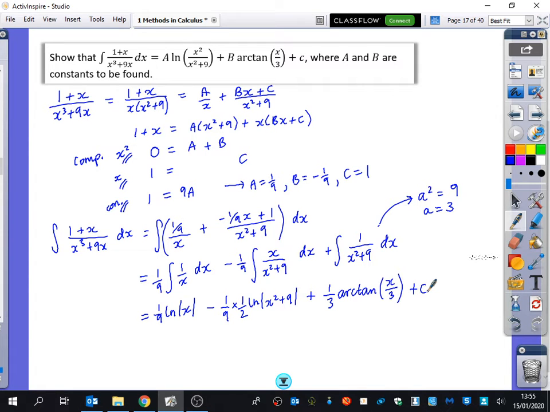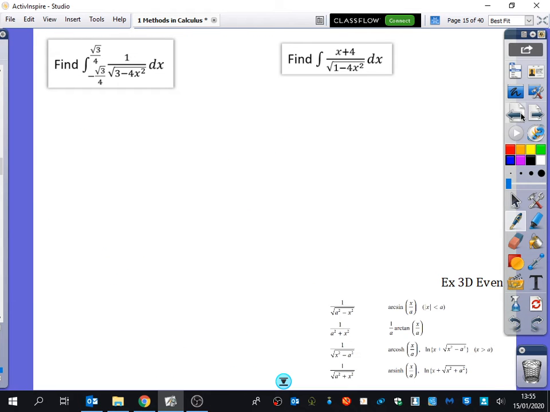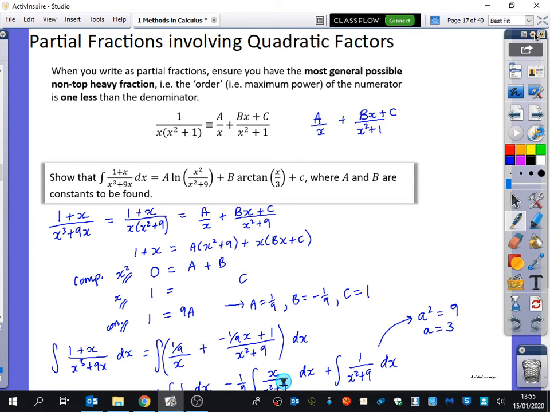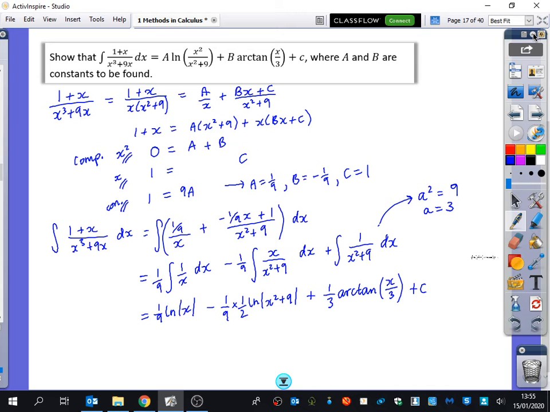If you look on the formula page, or on a previous page that we've got, things that look like that go to that. So we've got 1 over a squared plus x squared. The a squared is 9, so we get that a is 3. Yeah, don't forget my plus c as well.